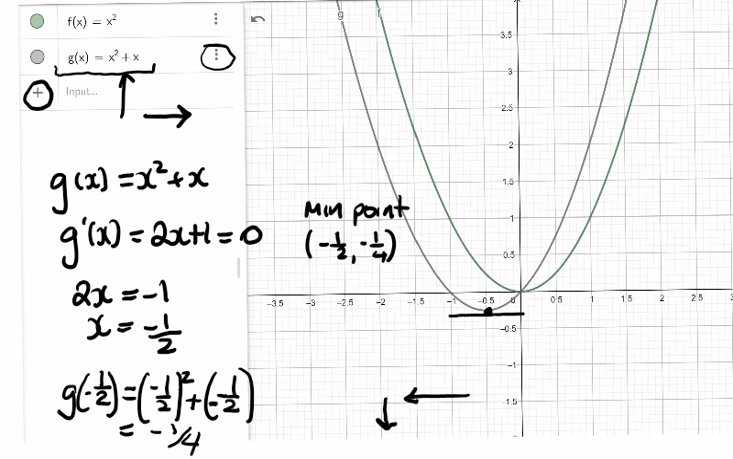Now let's have a look at completing the square here. This is where we start introducing a nice bit of algebra mixed with functions and mixed with calculus. So we have g of x is equal to x squared plus x.